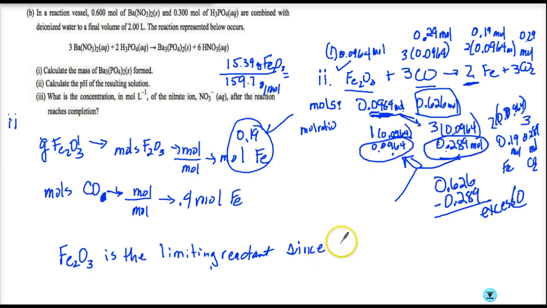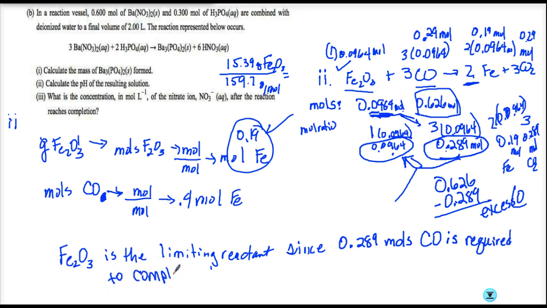So since 0.289 moles of CO, that's your excess reactant, is required to completely react with the, how many moles was that? 0.0964 moles of Fe2O3 available.